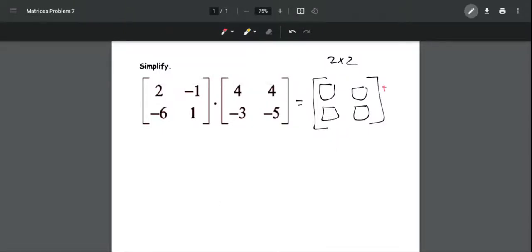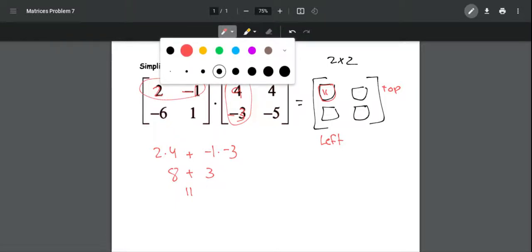Now we're going to look at the top row, left column. We're going to take the top row of the first matrix and the left column of the second matrix. We're going to multiply 2 by 4, then add -1 times -3. So 2 times 4 plus -1 times -3, which is going to be 8 plus 3, so the answer is going to be 11. So the answer is going to be 11 for our first element.